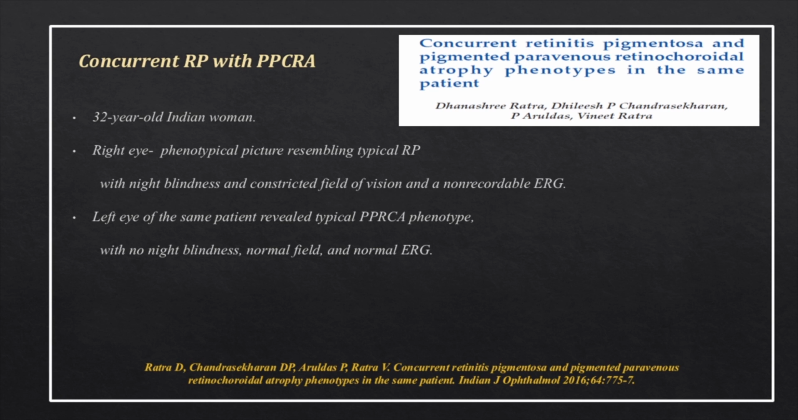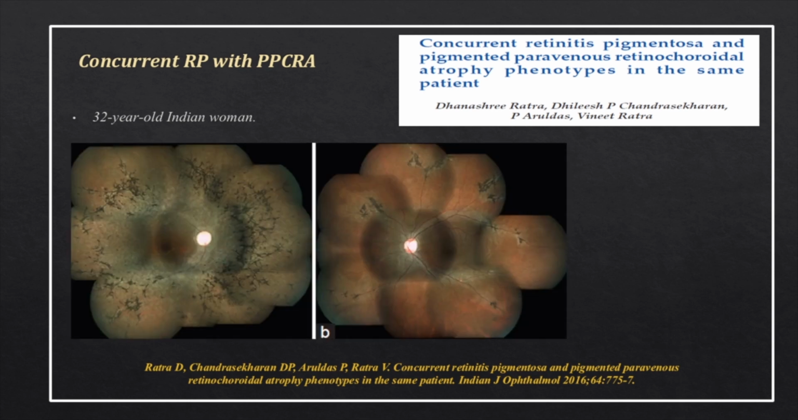Coming to an in-house publication by Dr. D.A.D. Madam, which shows concurrent retinitis pigmentosa and PPCRA in the same patient. This was a 32-year-old Indian woman who had phenotypical picture resembling typical RP in the right eye with night blindness and constricted field of vision and a non-recordable ERG. But the left eye of the same patient revealed typical PPCRA phenotype with no night blindness, normal fields, and normal ERG. However, the patient did not undergo genetic testing here. This is the fundus image of the patient.